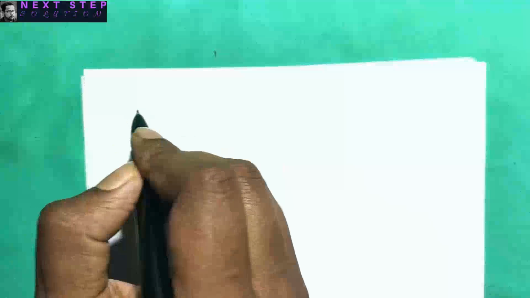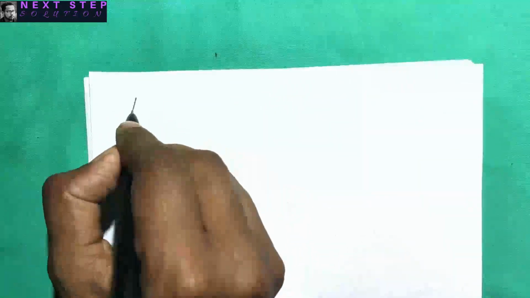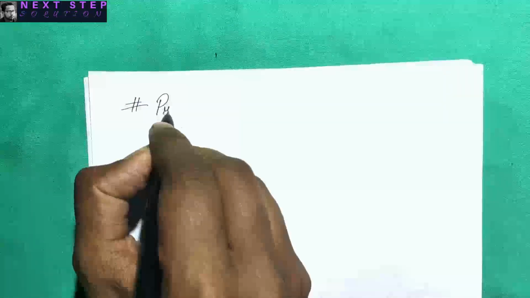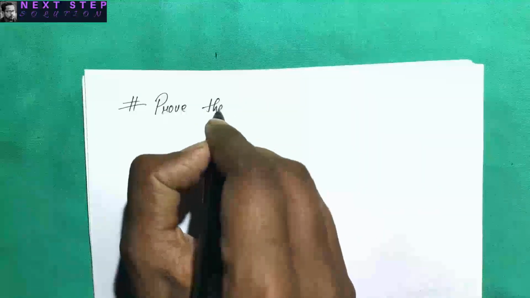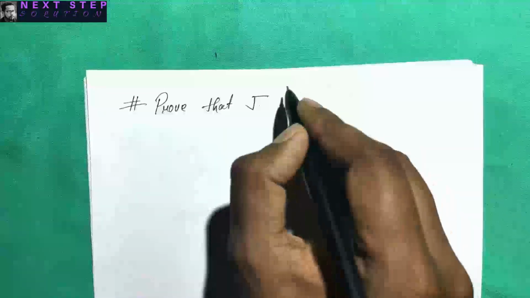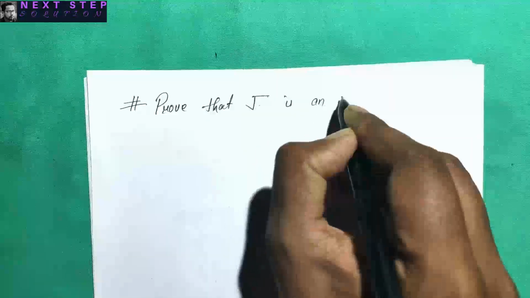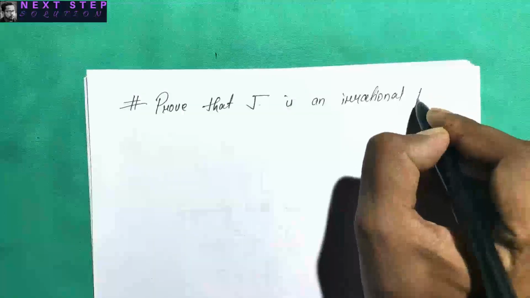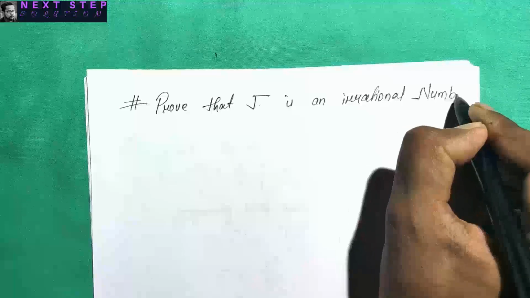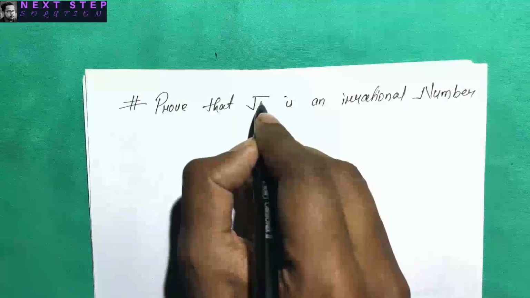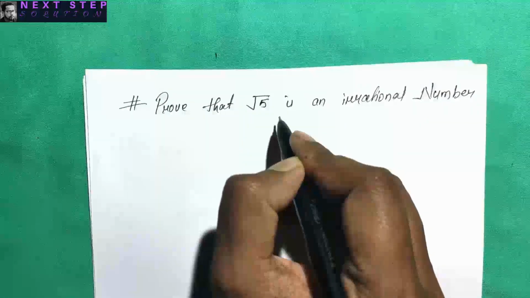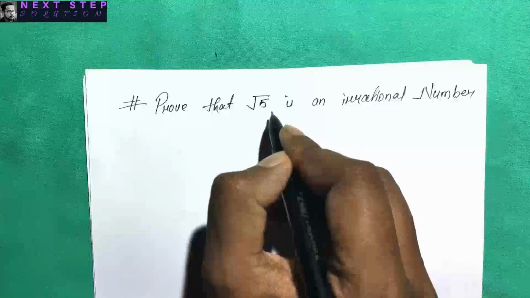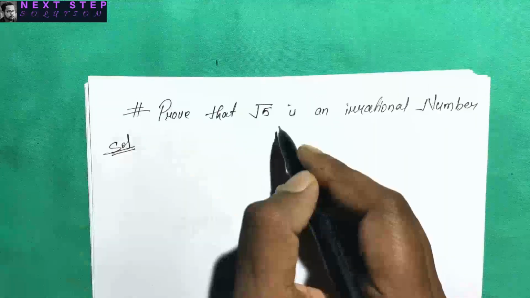Now one of the most common questions in class 10 is: prove that root over something is an irrational number. Now it can be anything. I'll do it with 5. The answer remains the same, be it any number. You have to just change the number. Now how to solve this? We have to prove this is an irrational number.